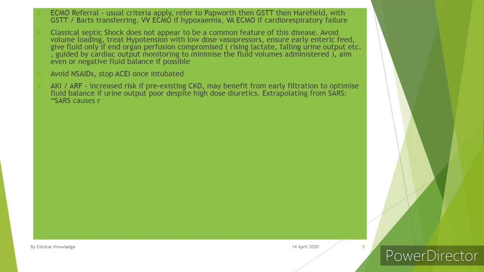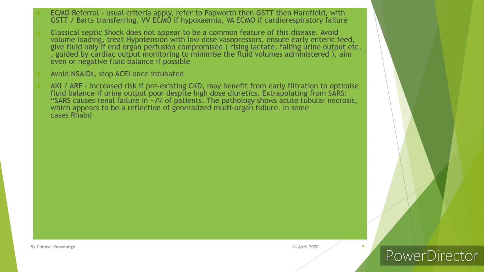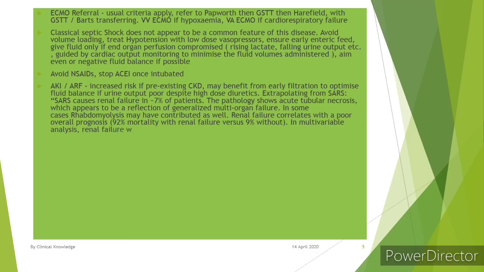The pathology shows acute tubular necrosis, which appears to be a reflection of generalized multi-organ failure. In some cases, rhabdomyolysis has contributed as well. Renal failure correlates with a poor overall prognosis: 92% mortality with renal failure versus 9% without. In multivariable analysis, renal failure was the strongest predictor of mortality, more so even than ARDS.